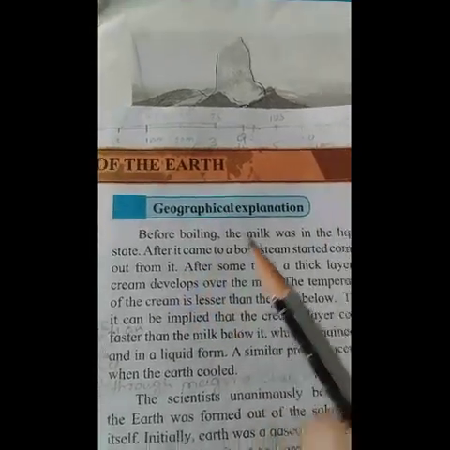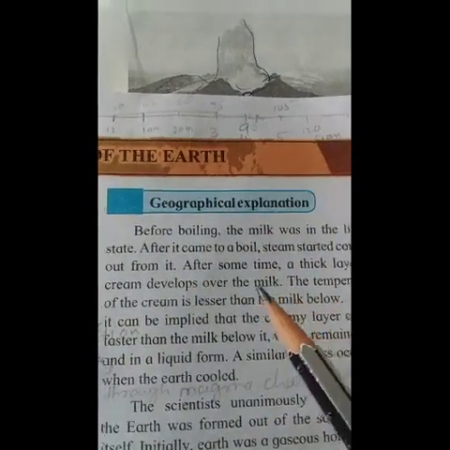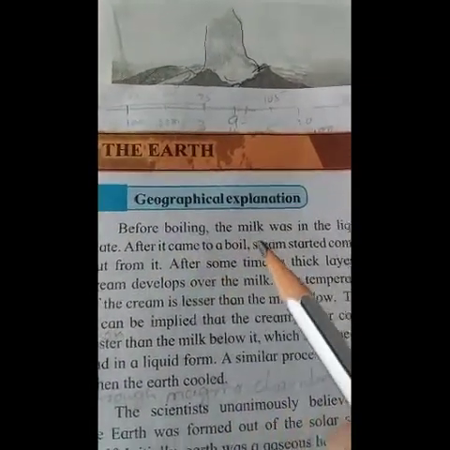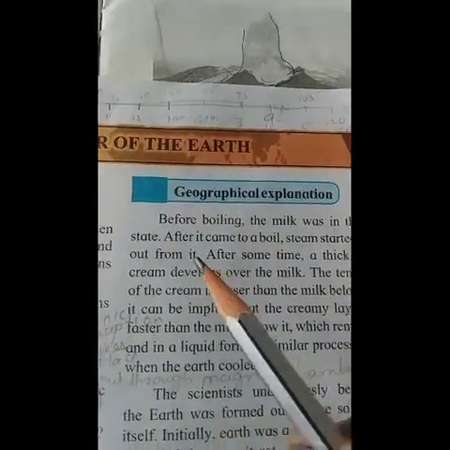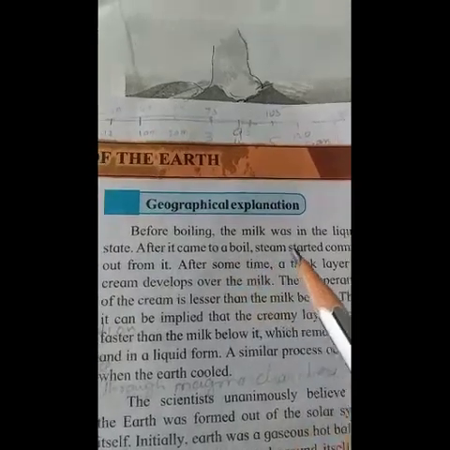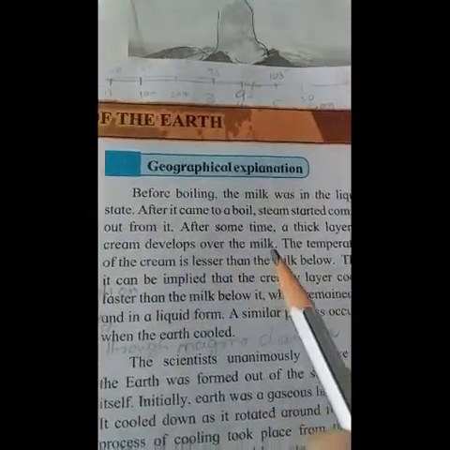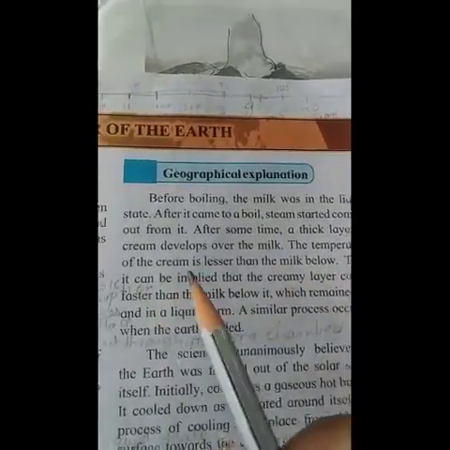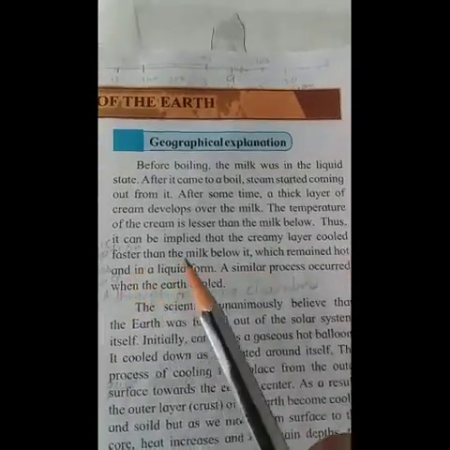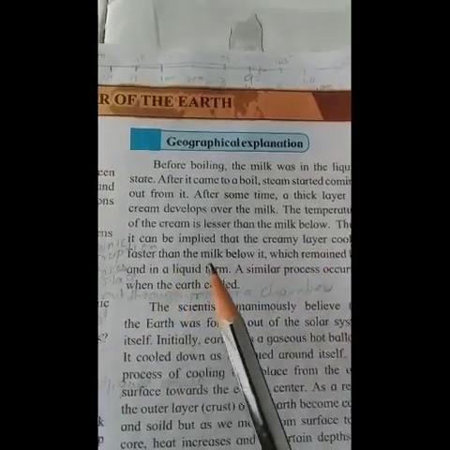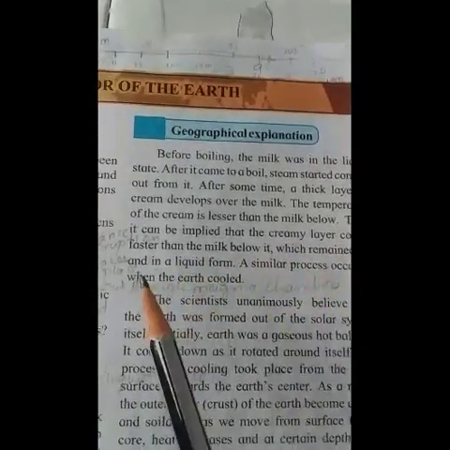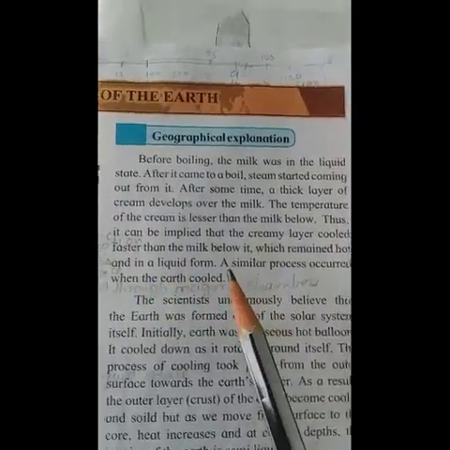And now see the geographical explanation about your activity. Before boiling, the milk was in the liquid state. After it came to a boil, steam started coming out from it. After some time, a thick layer of cream develops over the milk. The temperature of the cream is lesser than the milk below. Thus, it can be implied that the creamy layer cooled faster than the milk below it, which remained hot and in a liquid form. A similar process occurred when the earth cooled.